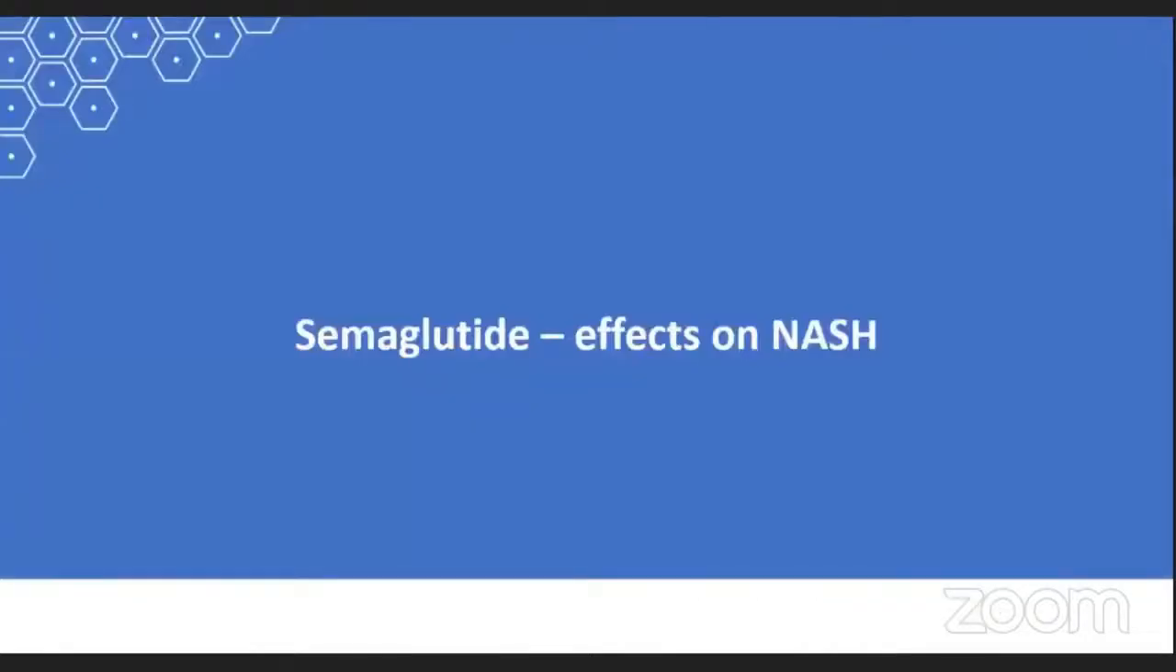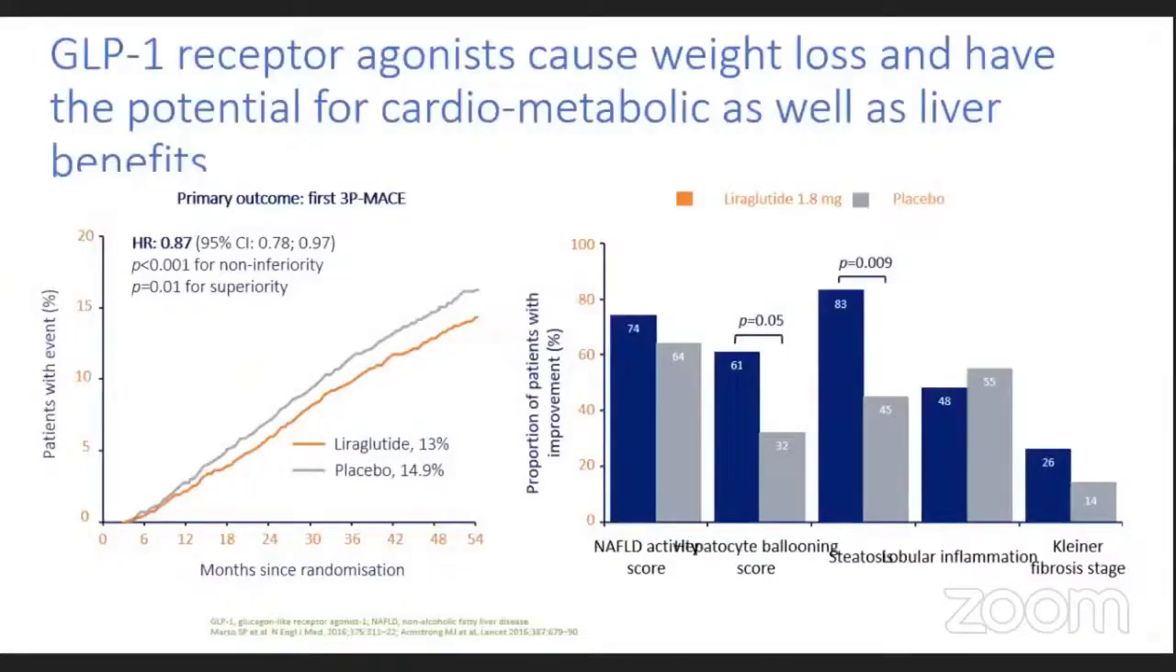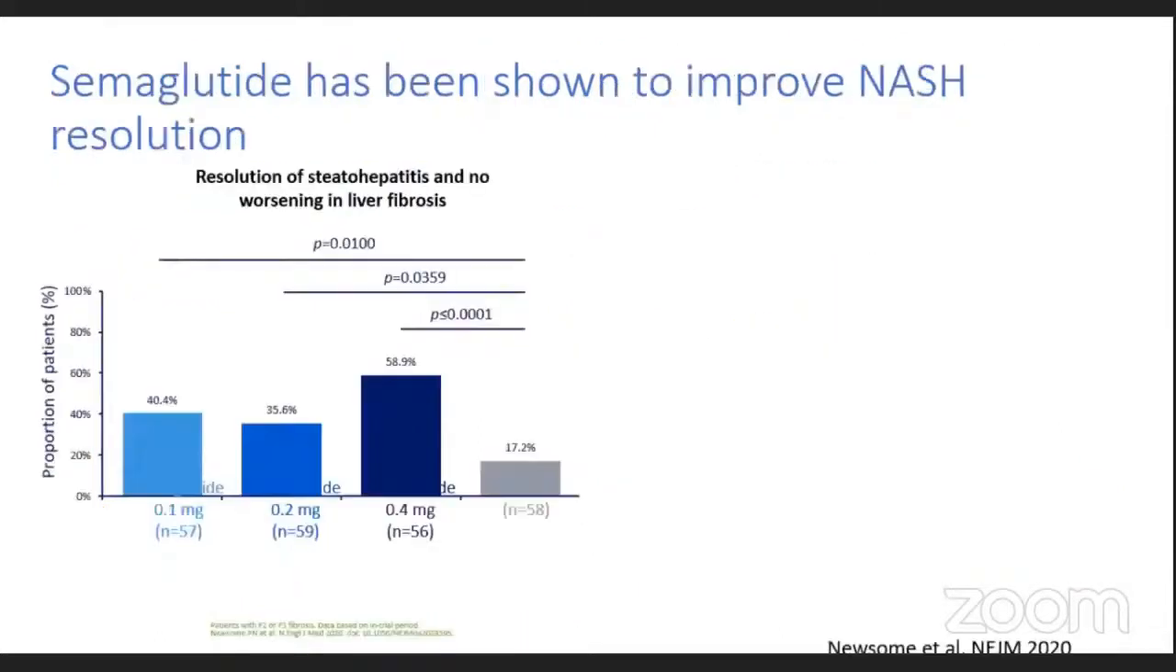So now looking specifically at the liver, the first study that was published was the liraglutide trial, where compared to placebo, liraglutide produced a decrease in activity scores, steatosis, ballooning, inflammation, and fibrosis stage. And on the left, you see that liraglutide also produced an improvement in MACE. So based on this, a phase 2b trial was developed, which is shown in the following slide. And what you see here is almost a 59% improvement in resolution of steatohepatitis compared to 17.2% in placebo in this trial. This was published in the New England Journal in 2020.